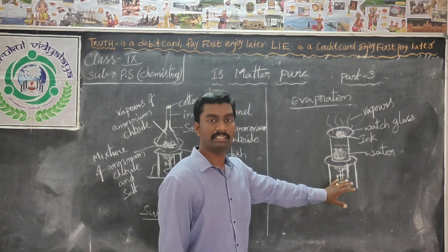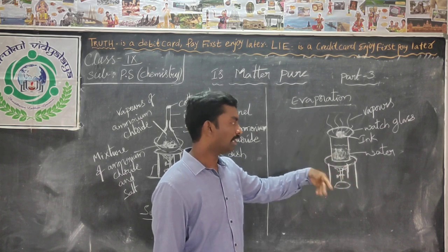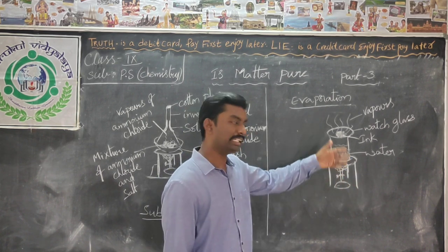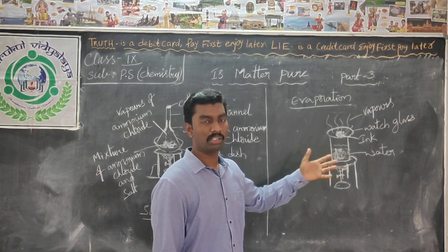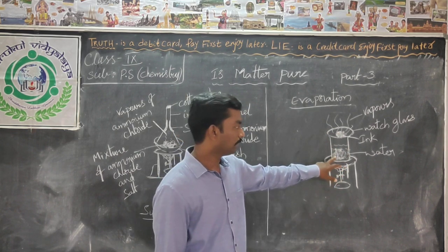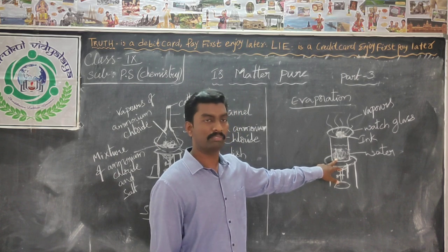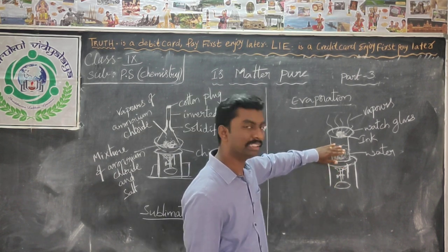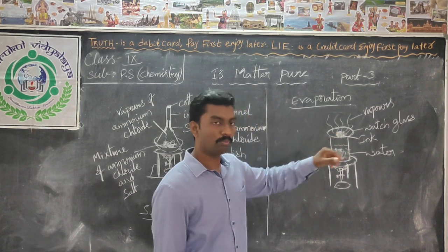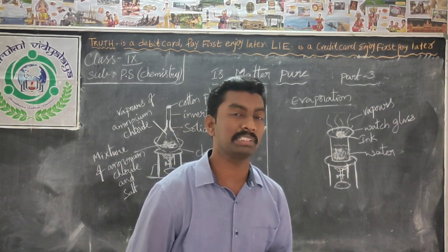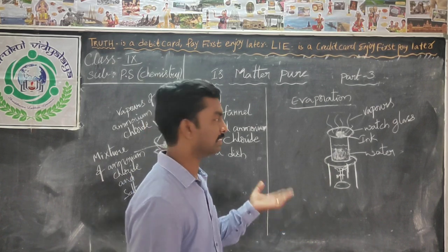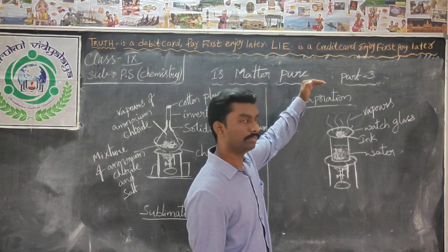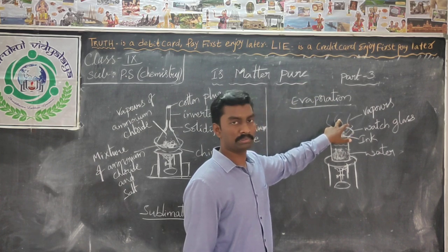Whenever we light the burner, the water will heat up. When the water is heating continuously, what will happen? The water inside the beaker will heat up, and the vapors will rise up. At the same time, due to this heat, the liquid substance present in the ink will also rise up. So these are the vapors we will observe here.